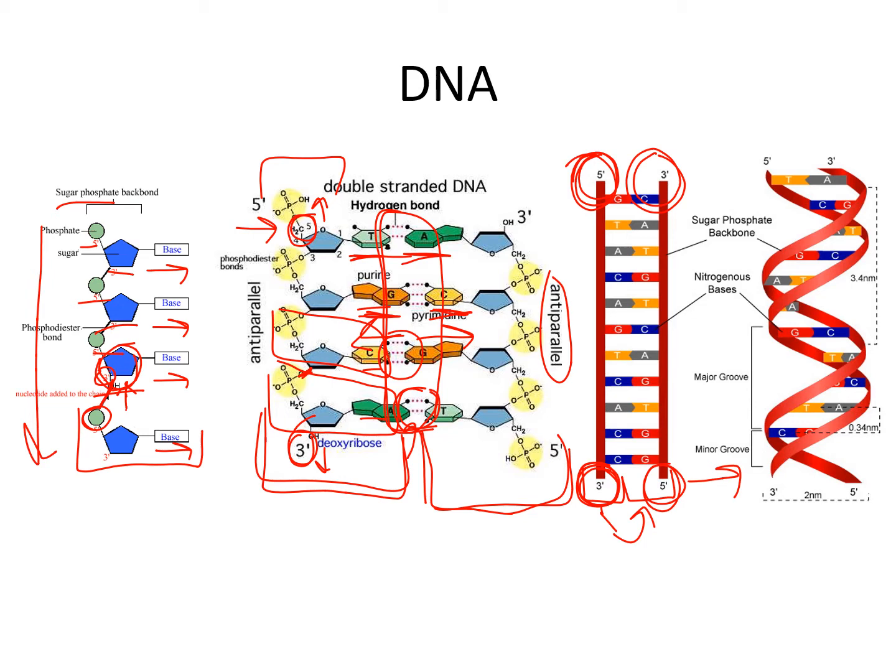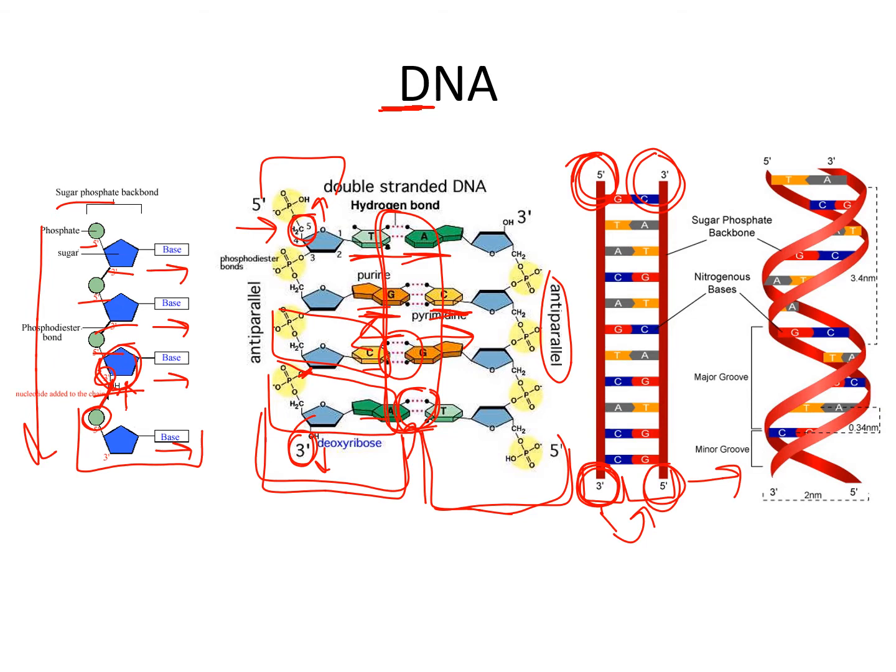RNA is very similar to DNA, but there are a couple of differences. First is in the type of sugar. So RNA stands for ribonucleic acid, so the sugar is a ribose, whereas DNA is deoxyribose. So there's one less oxygen in the sugar in DNA.